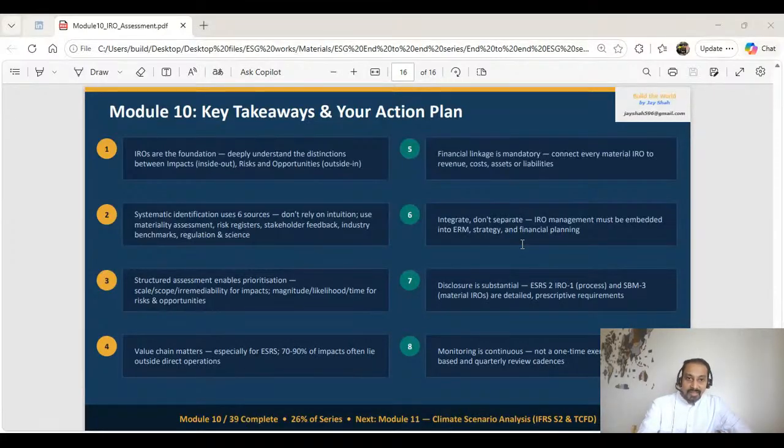Sixth is integrate, don't separate. Seven, the disclosure is substantial for ESRS 2 and IFRS S1. Eight is monitoring should be continuous. So IRO is not a one-time exercise. Build it into your governance calendar and your team's work plan.